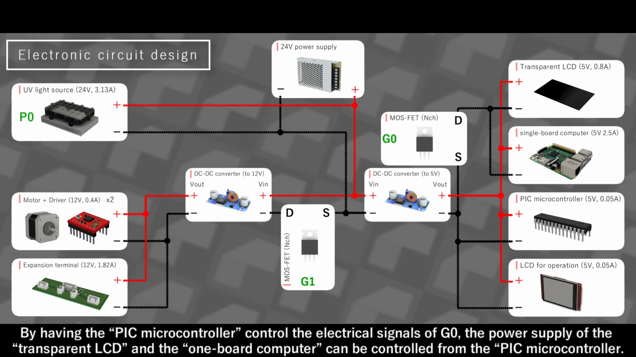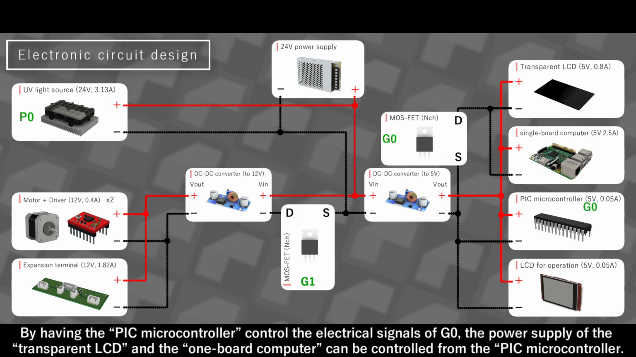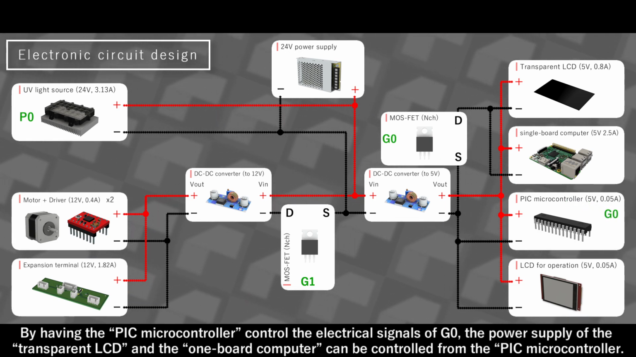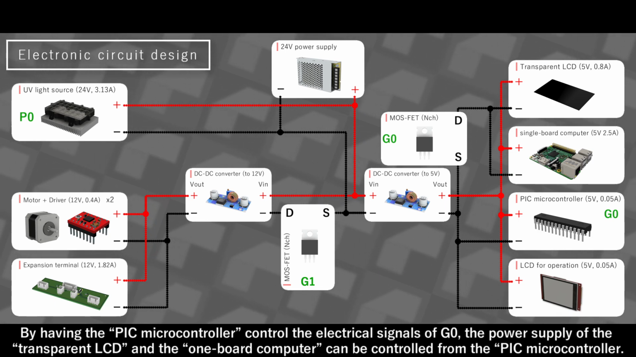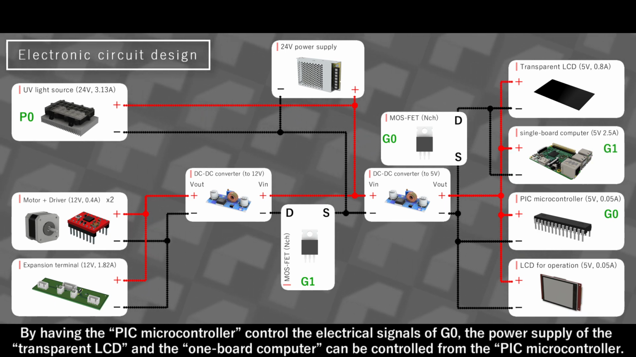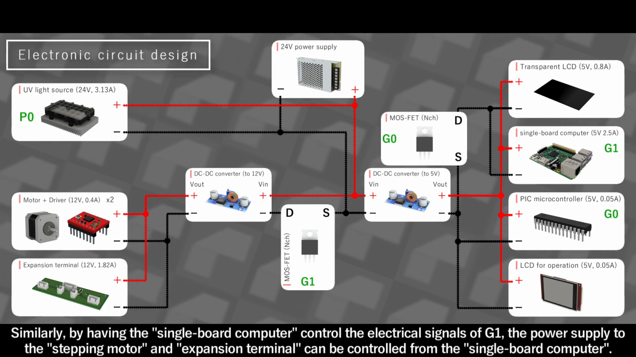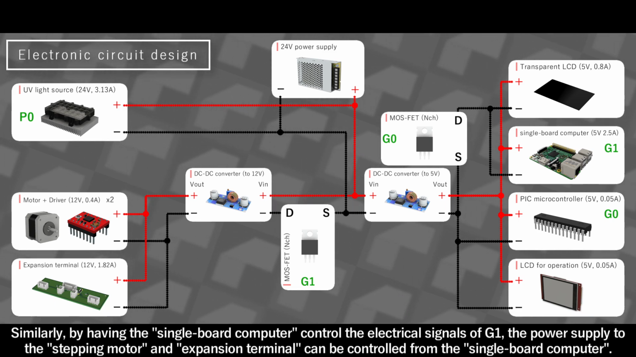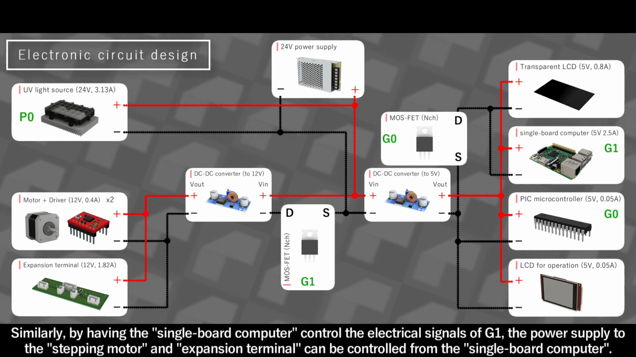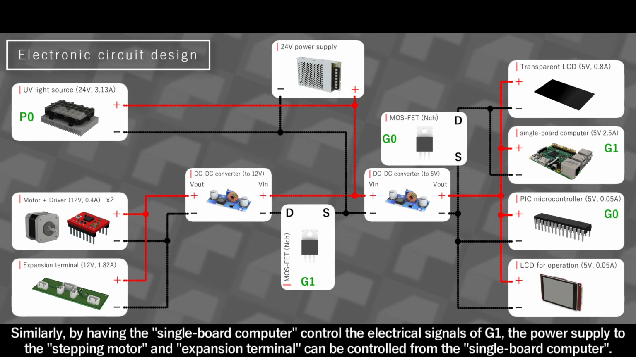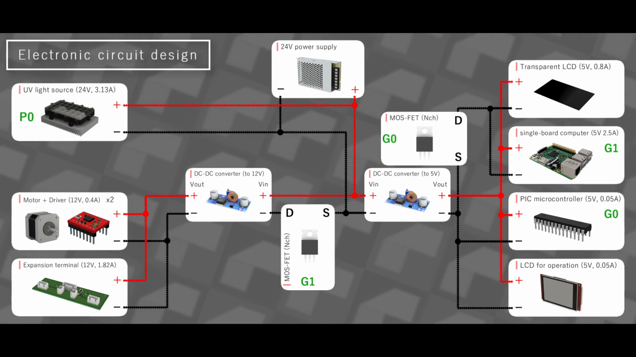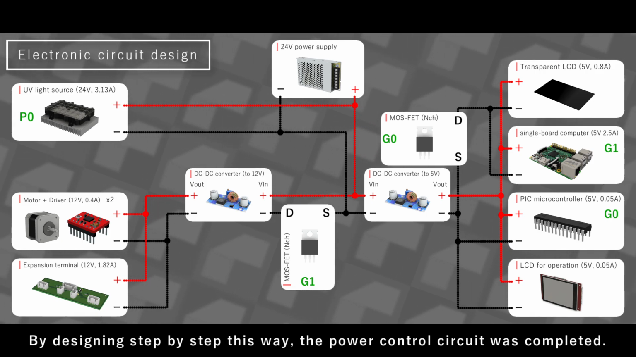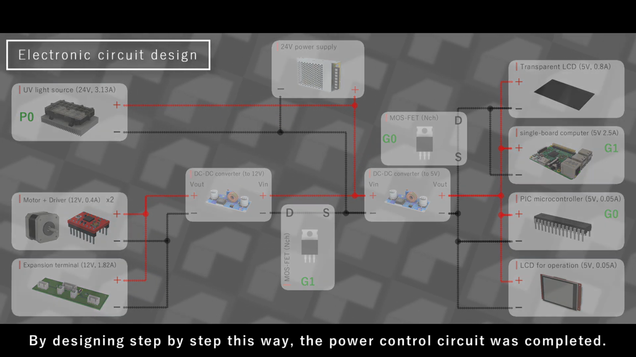By having the PIC microcontroller control the electrical signals of G0, the power supply of the transparent LCD and the single-board computer can be controlled from the PIC microcontroller. Similarly, by having the single-board computer control the electrical signals of G1, the power supply to the stepping motor and expansion terminal can be controlled from the single-board computer. By designing step-by-step this way, the power control circuit was completed.